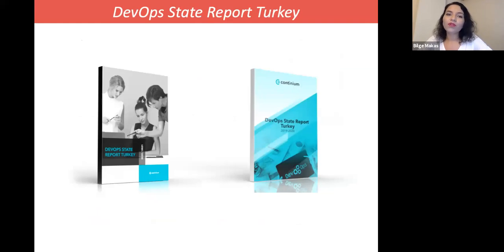And the DevOps State Report: our Continuum brand, as I have already said, is working in the DevOps domain. So last year we published the DevOps State Report 2021 edition, and we will also be publishing the 2022 edition this year. You can also read and download these reports through our websites. I will be sending you the links for you to download all these reports freely.